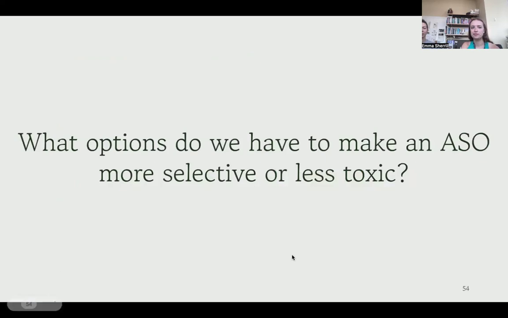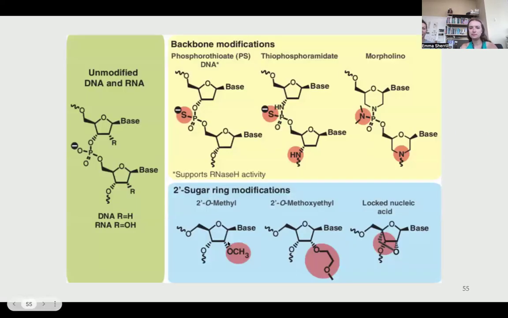All right. So the last little section I wanted to touch on is some of the options that we have to make an ASO more selective or less toxic. This gets more into ASO chemistry and certain modifications to ASO design, which can be a little bit technical. And we have not explored all of these options yet in the lab. A lot of this is new to the literature, but I wanted to include it here as options as ASO design projects move forward and as your pipeline maybe is growing.